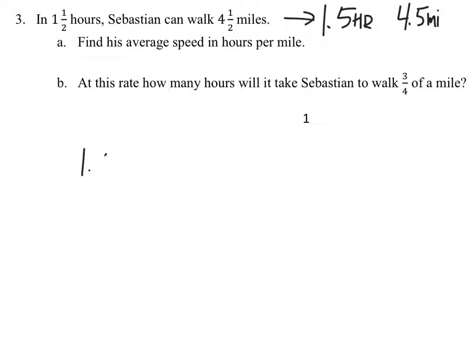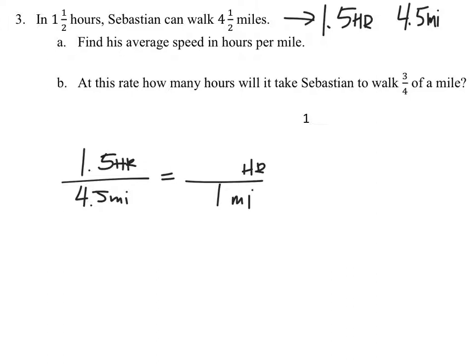So I got 1.5 hours for 4.5 miles. But what I really want to figure out is how many hours to go 1 mile. And we can see up in here that to make 4.5 a 1, we'd have to divide it by itself, which is the nice thing about unit rates. So I'll take the 1.5 and divide that by 4.5 as well. And we should get 0.3 repeating, which also is 1/3. All right, so it's 1/3 of an hour for 1 mile.